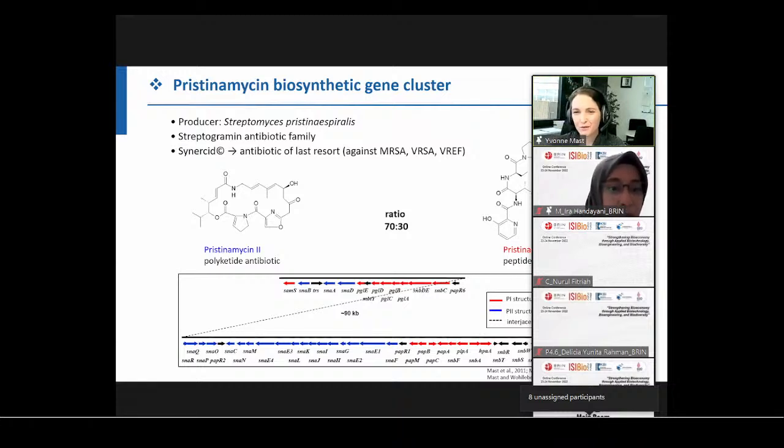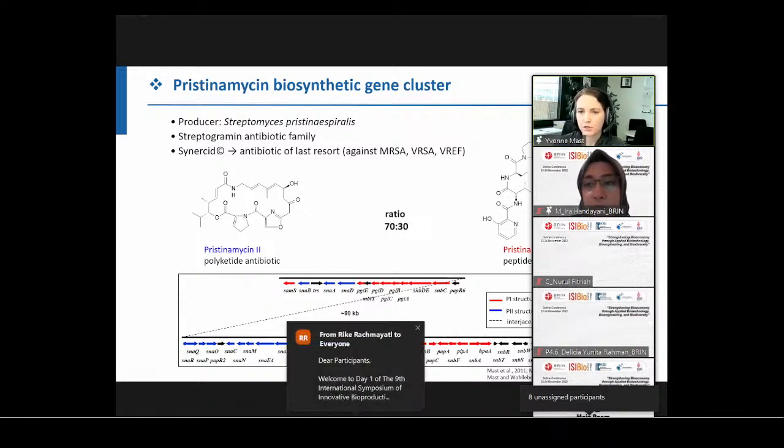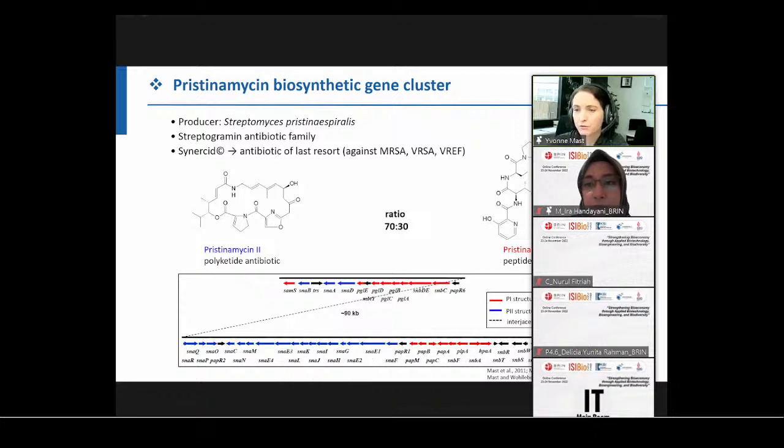So first of all, I will introduce you where we found this type of regulators. And we indeed identified them in the antibiotic producer Streptomyces pristinaespiralis, which is kind of our workhorse. So this strain produces the streptogramin antibiotic pristinamycin. And pristinamycin is actually 2 different types of antibiotics, the peptide antibiotic pristinamycin 1 and the polyketide antibiotic pristinamycin 2.